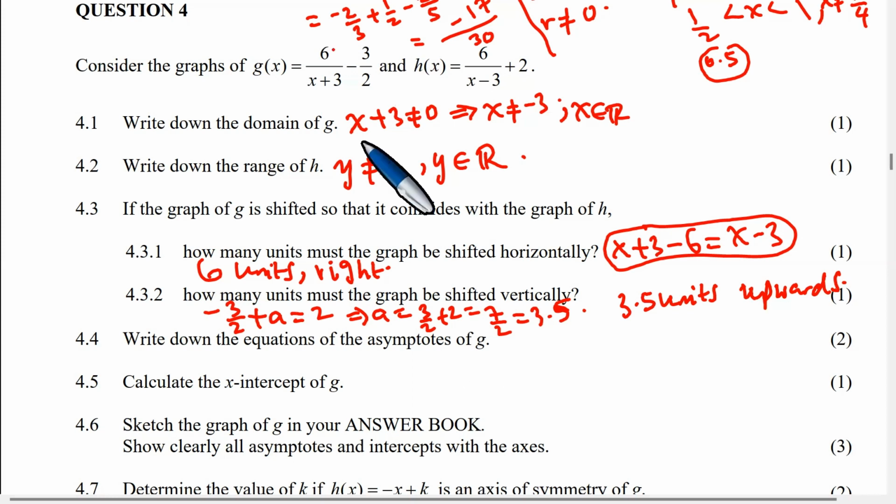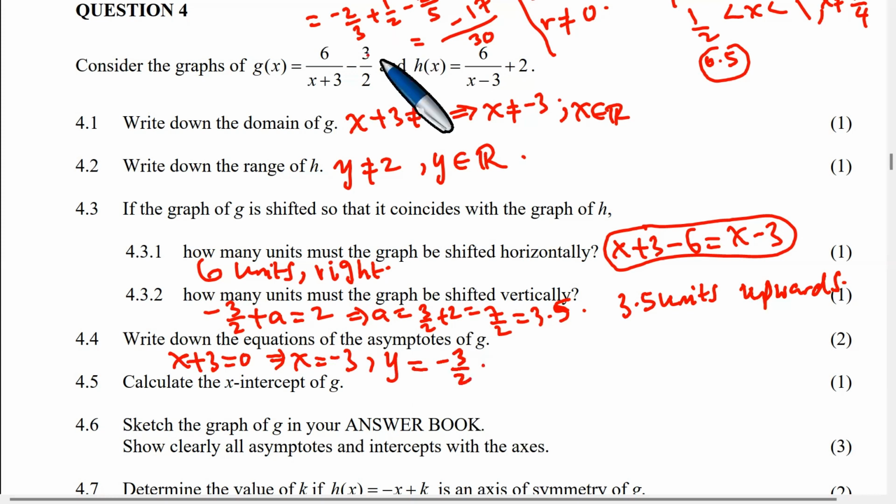Okay, let's look at G. G is this one. It has two asymptotes. To get the vertical asymptote, you take x plus 3 and equate it to 0, which means x is minus 3. And then the horizontal asymptote is going to occur when y is minus 3 over 2. We have the horizontal asymptote and the vertical asymptote.